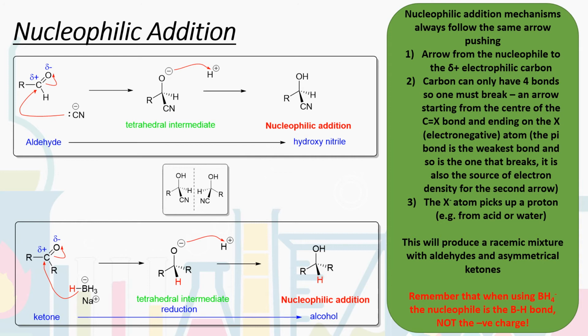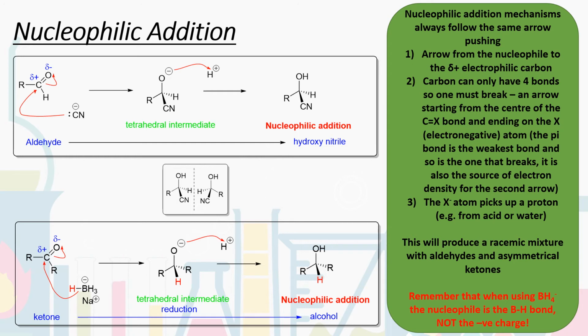But the arrow pushing is exactly the same. Start off from our nucleophilic component, which is our BH sigma bond. Draw that to the delta positive, electron deficient, electrophilic carbon here. Carbon can only have 4 bonds, so we break the weakest one, the pi component of that CO bond. That then puts an arrow, starting from the middle of the CO bond, onto the electronegative oxygen.